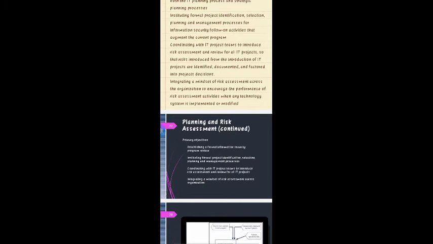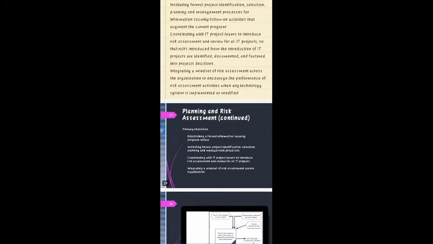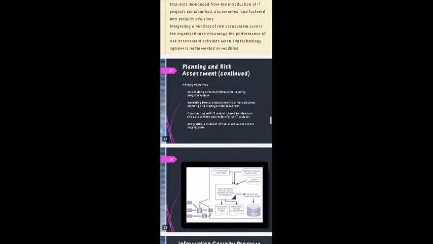Planning and risk assessment continued. Primary objective: establish a formal information security program review, instituting a formal project identification, selection, planning, and management process. Coordinating with IT project teams is introduced. Risk assessment and review for all IT projects, integrating a mindset of risk assessment across the organization.